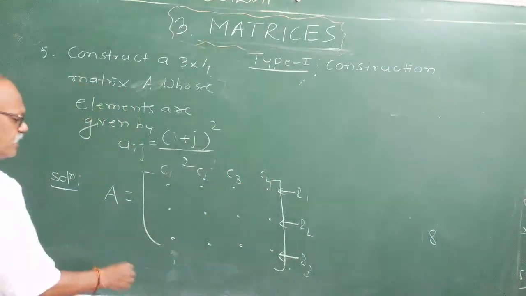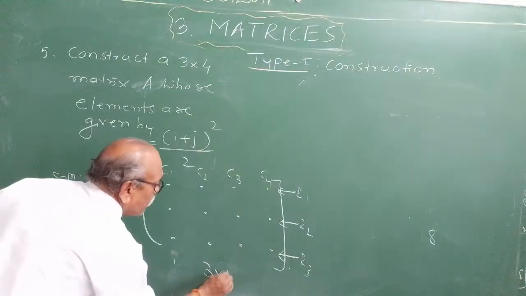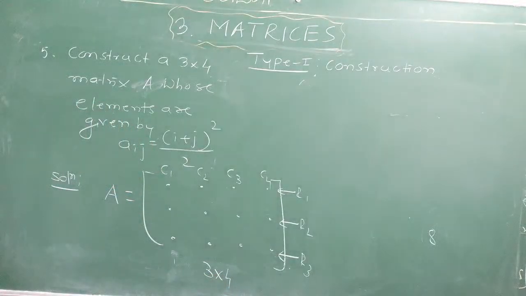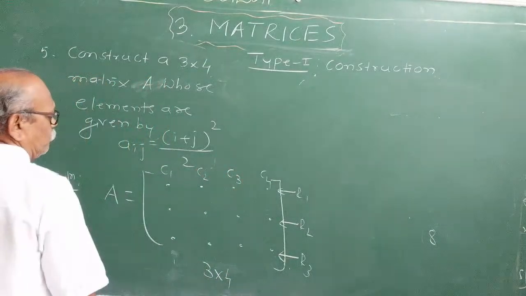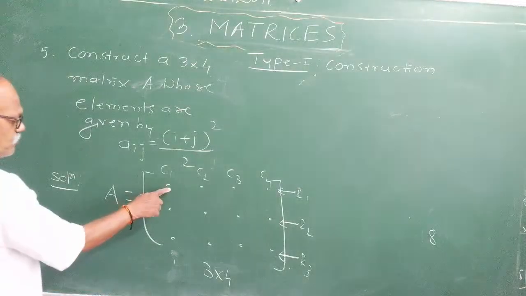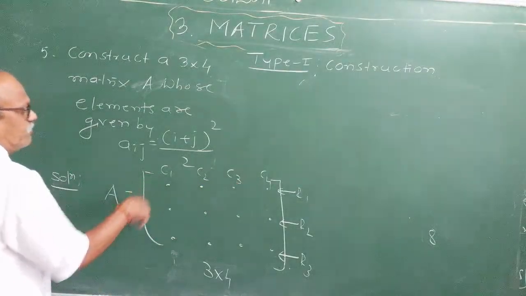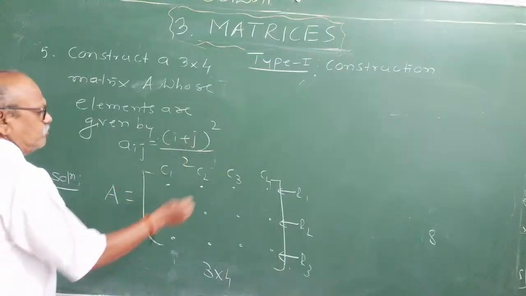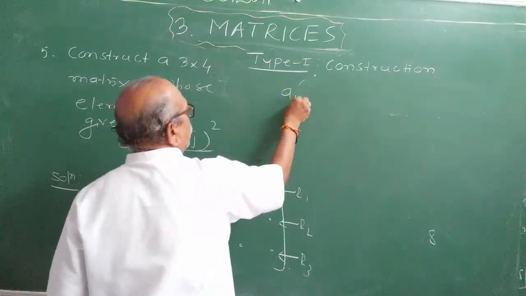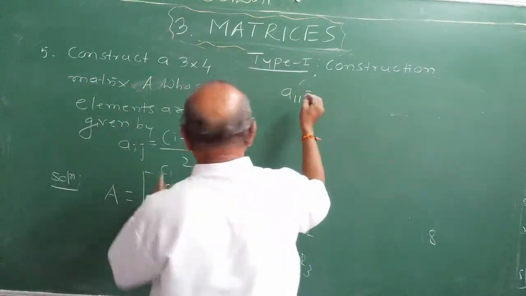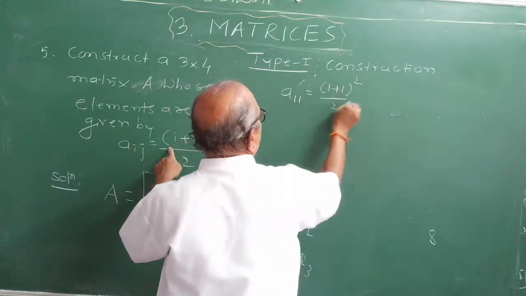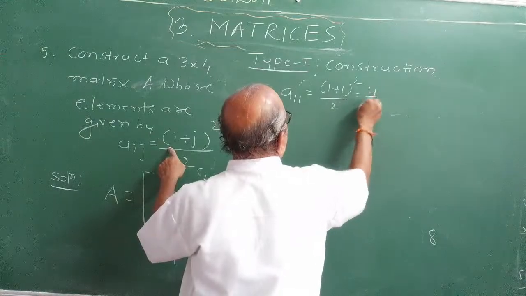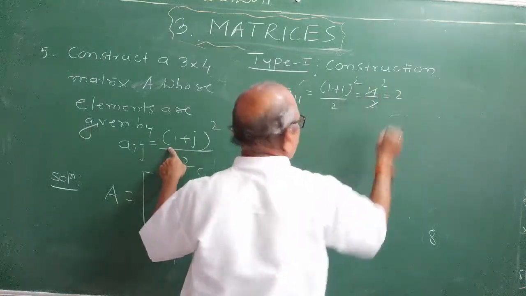How do you write the matrix? It is of order 3 by 4. Now to fill the elements, you go on calculating. This element is present in the first row and first column. Put 1 plus 1. You get now A11. You will get here (1 plus 1) square divided by 2. 2 square is 4, divided by 2. 2 2s are 4, so I will get 2 only.